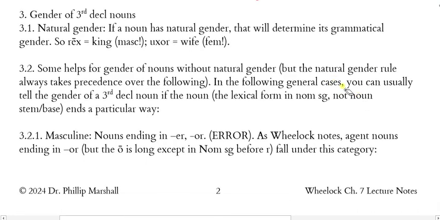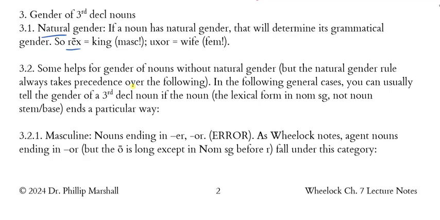Let's quickly talk about the gender of third declension nouns. Third declension nouns will follow a principle of natural gender. So if a noun has a natural gender, that is, if it's inherently male or female, that will determine its grammatical gender. So rex is a king, and therefore that's going to be a masculine noun. Uxor is a wife, that is a woman. So that natural gender will make it feminine grammatically as well.